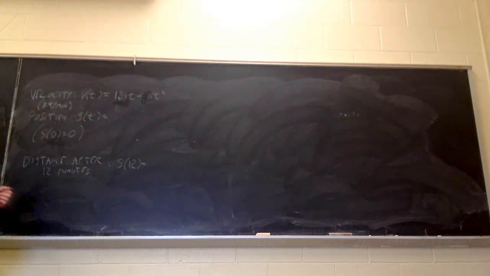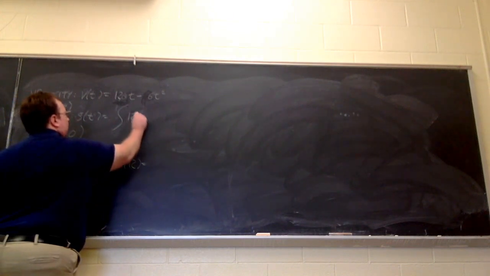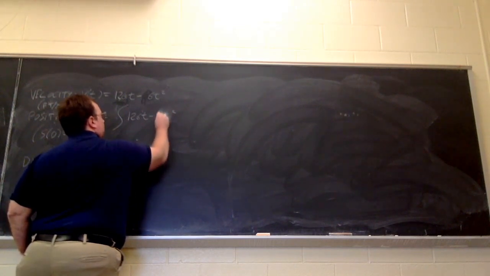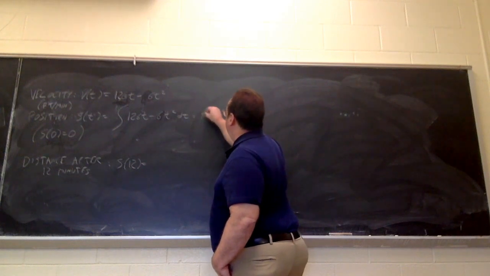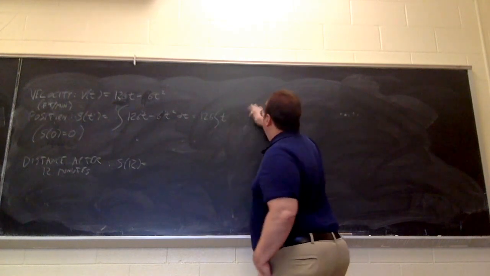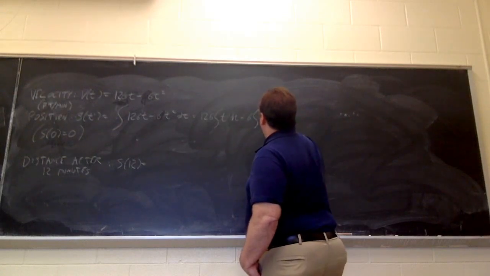And once we have that, then we'll find the total distance traveled after 12 minutes by substituting t equals 12 into our position function. So the position s of t is the indefinite integral of 126t minus 6t squared dt. So using the fact that the indefinite integral is linear, I can separate this into two integrals and pull out constants. So it's 126 times the integral of t dt, minus 6 times the integral of t squared dt.